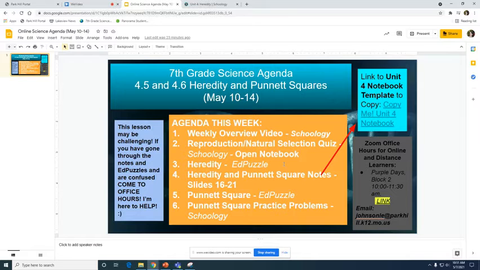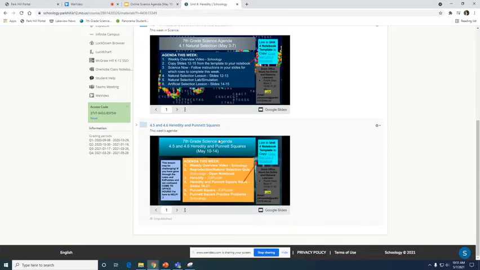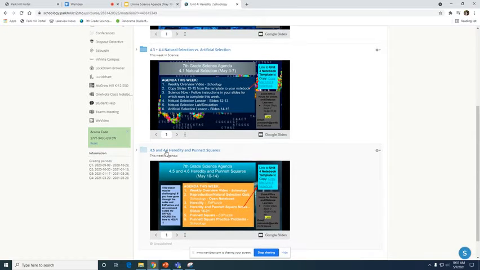This week, we've talked about with natural selection and artificial selection how certain traits are chosen and passed on to the next generation, either by nature or humans. So now we're going to look at how does that happen on a genetic level? So we're going to be going over to Schoology, and we're in Unit 4, and the folder this week is going to be 4.5 and 4.6.